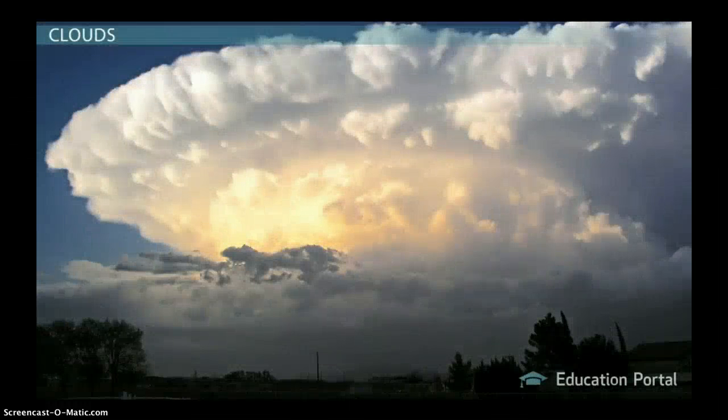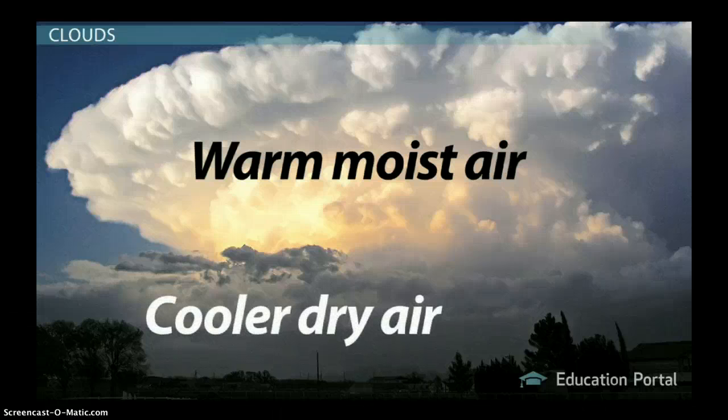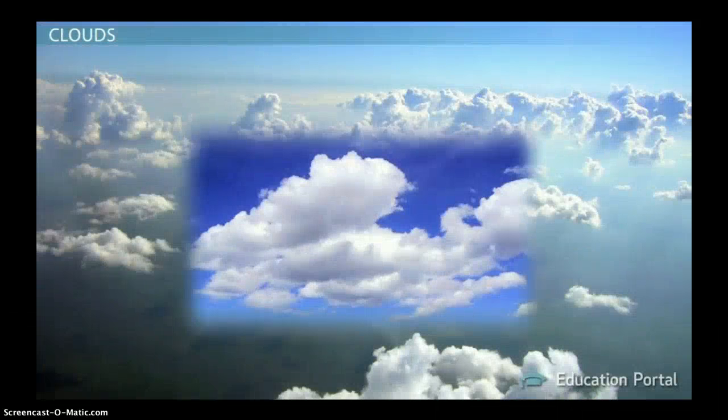For example, thunderheads form when warm, moist air rises over cooler, dry air. As it rises, clouds and rain form. The larger the temperature difference between the two air masses, the stronger the wind and lightning forms. There are many different kinds of clouds that form in different layers of the atmosphere and mean different things. These include names like cirrus, cumulus, and nimbus.